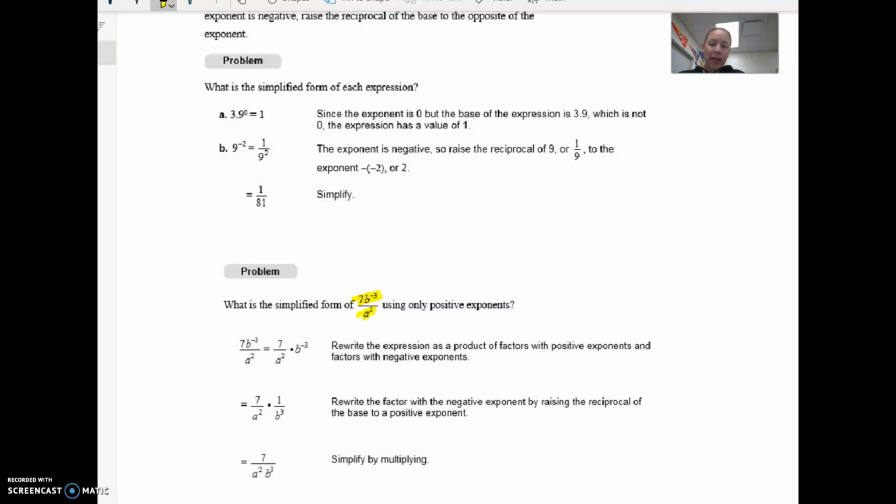Then we would just take the reciprocal of b to the negative third, so we would flip that, and then we would go ahead and simplify and rewrite it as one expression or one term. So 7 over a squared, then b to the third would be how we would simplify and write that out, okay? So there is our first example.